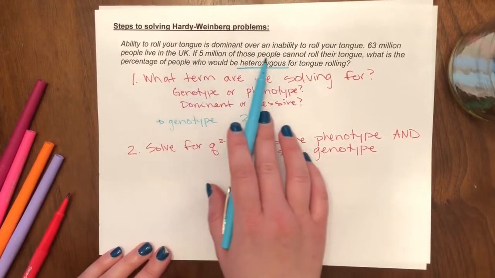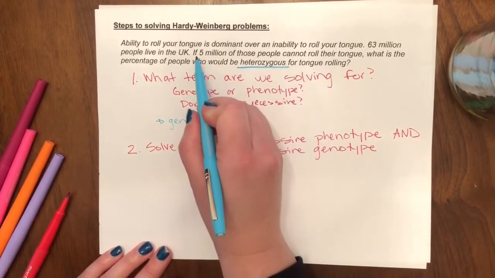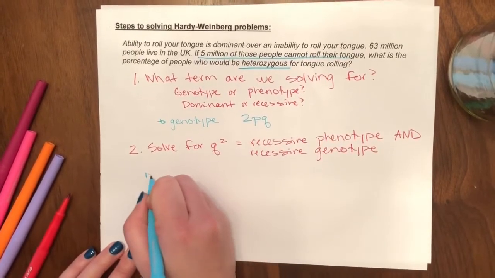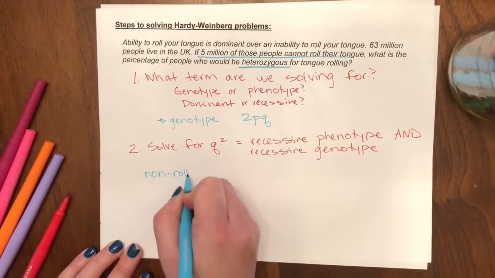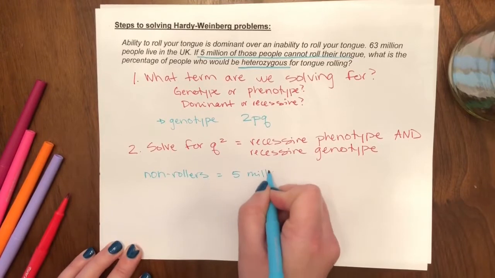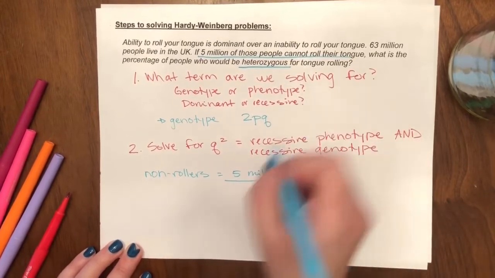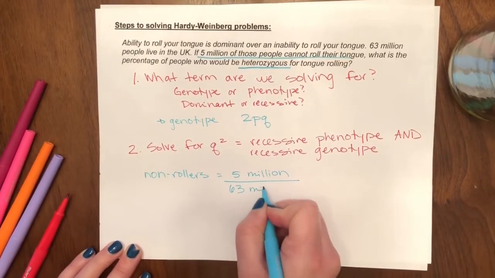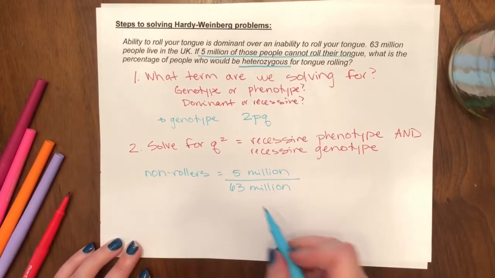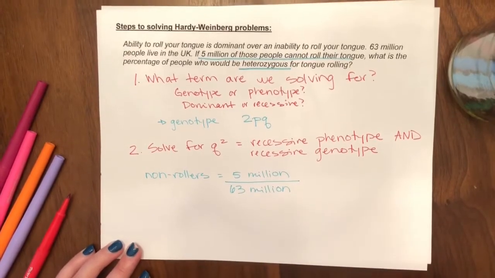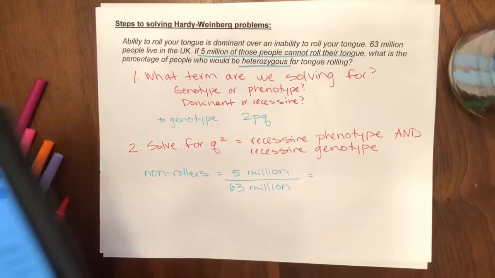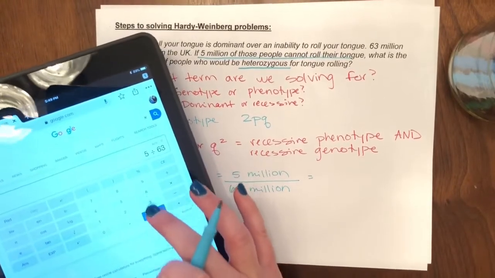and then it says 5 million people could not roll their tongue. So we're going to need this piece of information. We're going to look for the non-rollers. That's going to equal 5 million people out of 63 million. Because remember, all of these numbers are frequencies, meaning they should be numbers less than 1. So we should always have some sort of fraction going on. And then we will just solve for that. So 5 divided by 63.